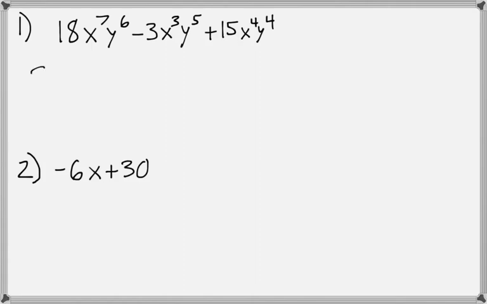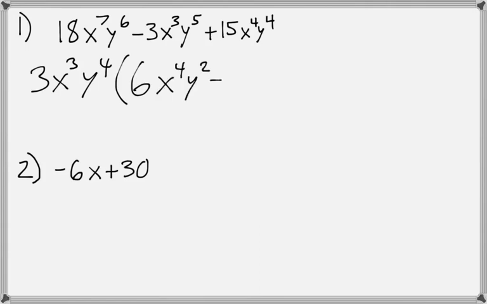And my GCF is 3x cubed y to the 4th, which will leave me with 6x to the 4th y squared minus y plus 5x. Now this trinomial can actually not be factored further because of the variables here. Those are not in the correct form for you to do the AC method on. So this is actually our final answer.